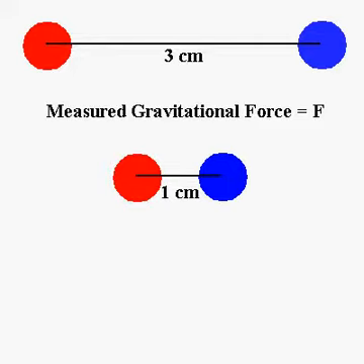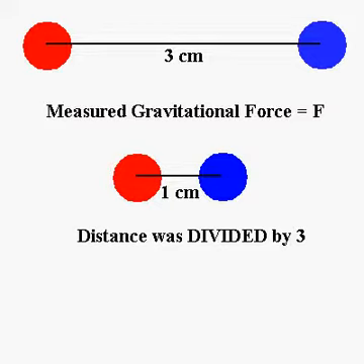Well, to figure that out, we need to figure out how the distance changed. We know the distance changed, but how did it change? Was it multiplied by a number or divided by a number? That's what we have to figure out. Well, the distance went from 3 centimeters to 1 centimeter, so it was divided by 3.